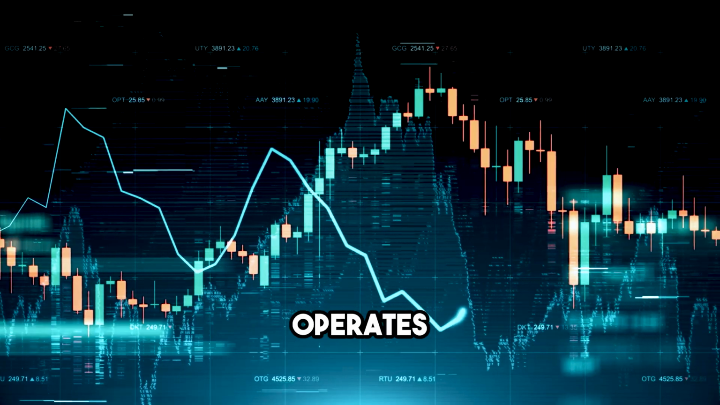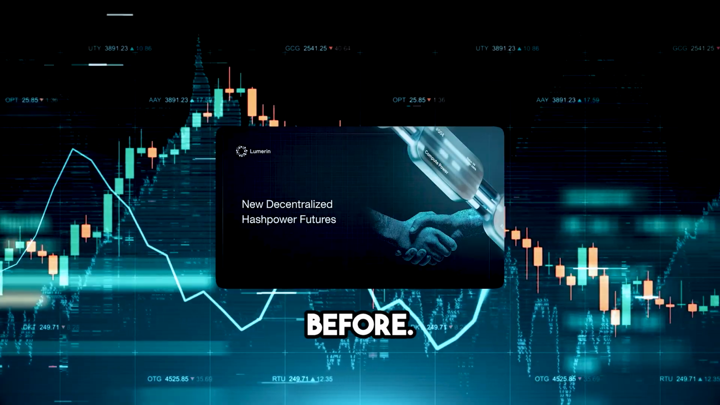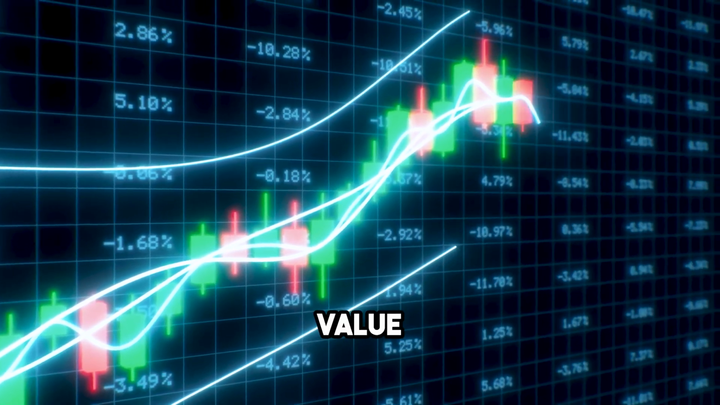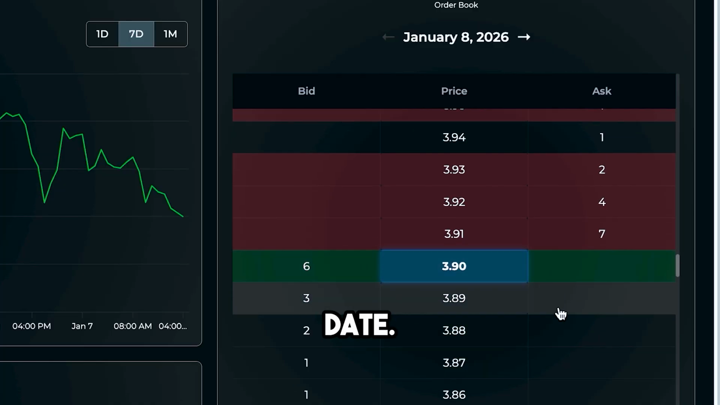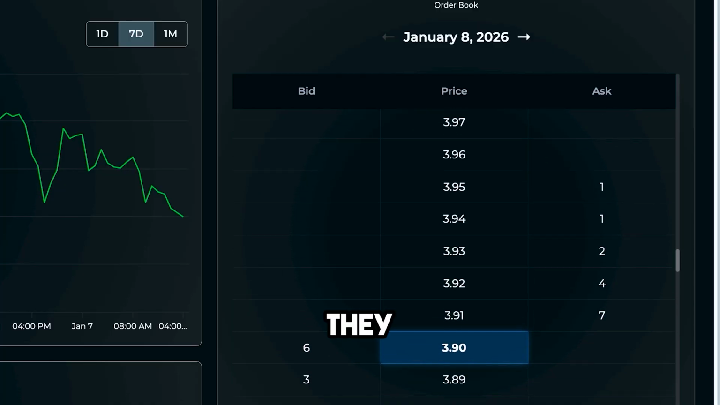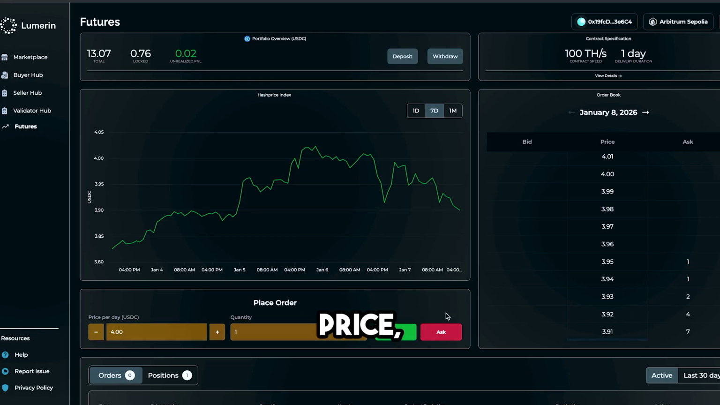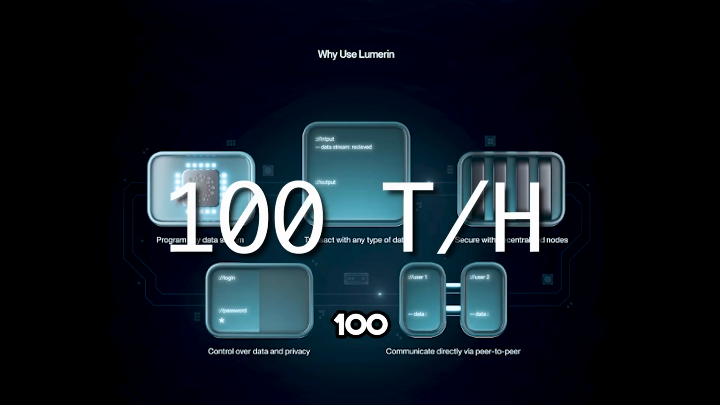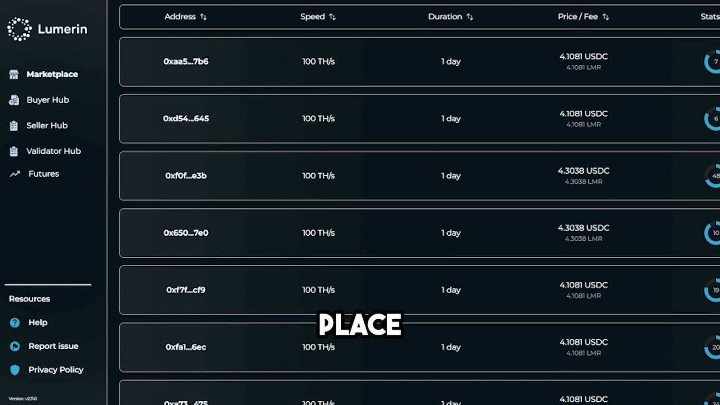The trading interface operates in a familiar way for anyone who has used futures marketplaces before. Participants can choose to go long if they believe that the value of Hashpower or hash price will increase by the delivery date, or go short if they believe it will decrease. To place a trade, the user selects the price, the date, and quantity of the contract they want to acquire, each representing 100 terahashes. Then they submit a buy or sell order in the place order menu.